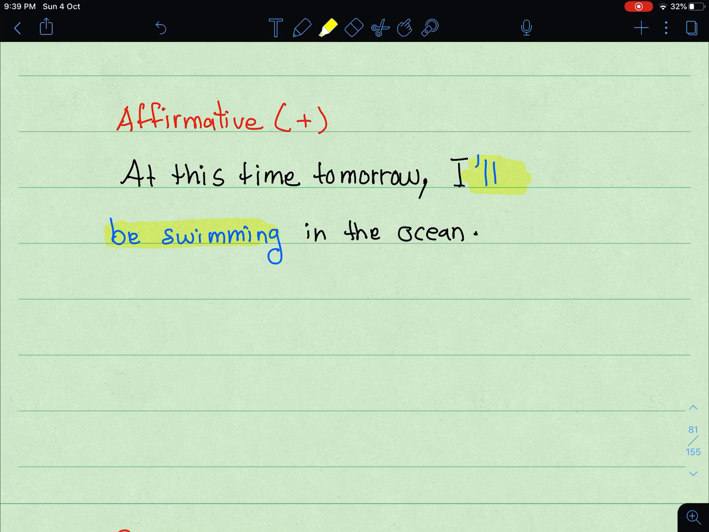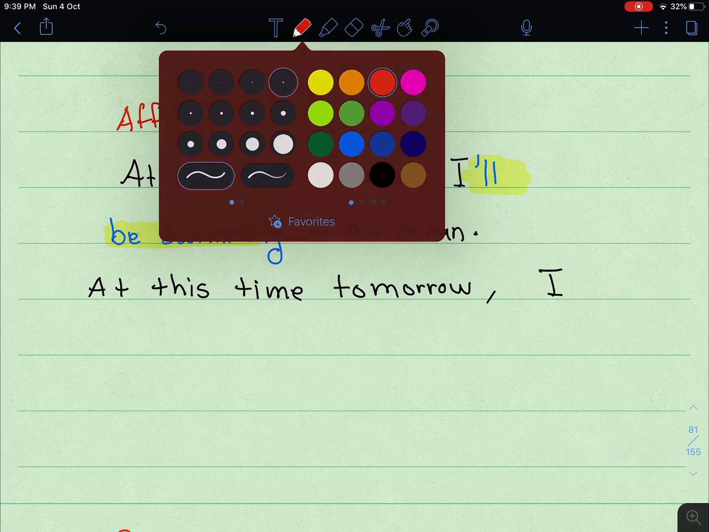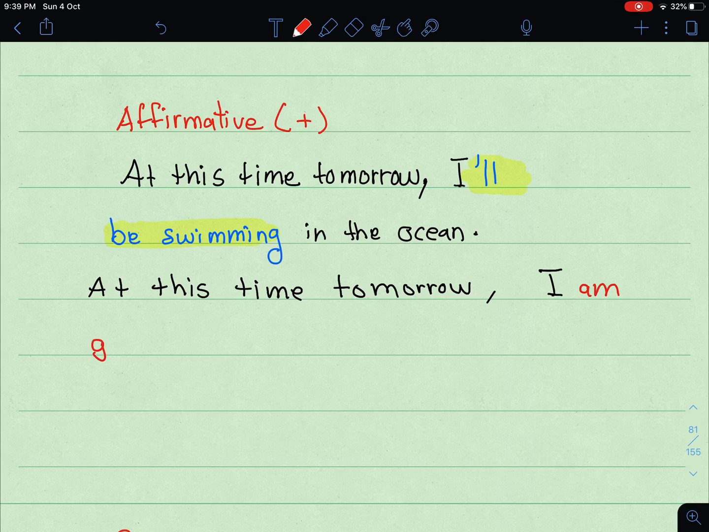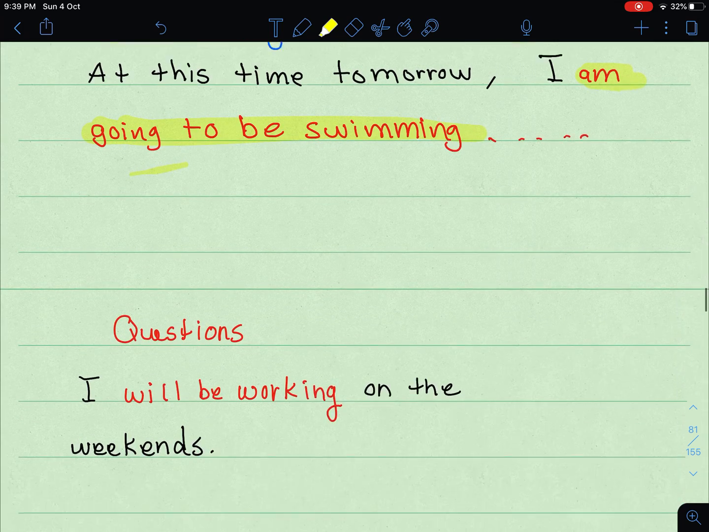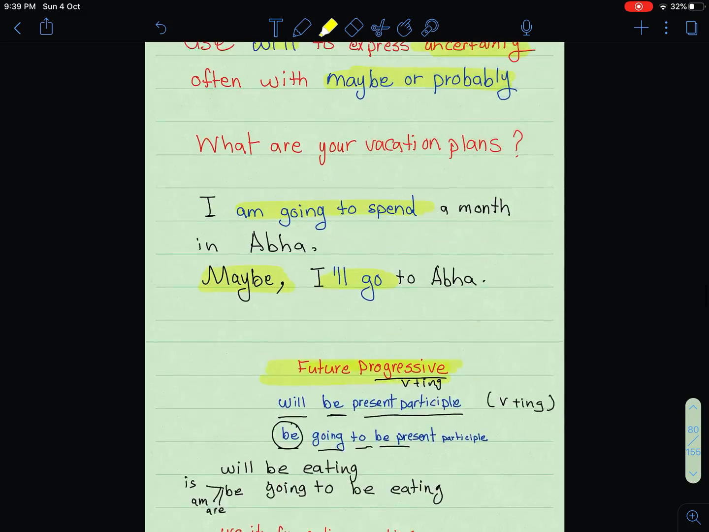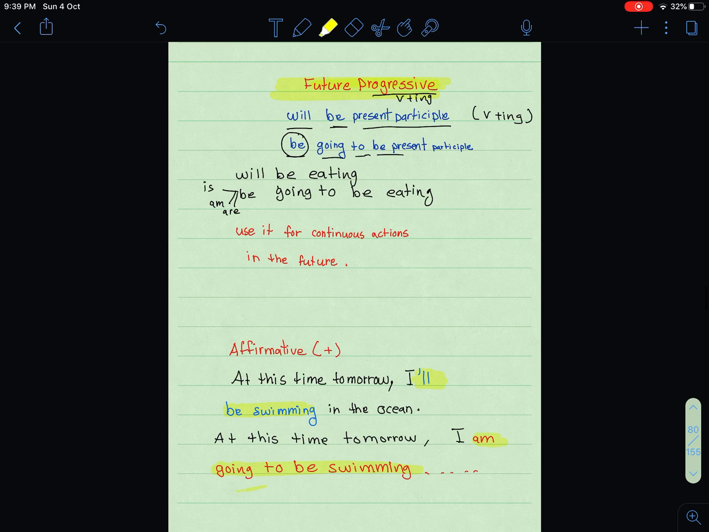Okay, so if I rewrite this sentence using be going to, it will be: at this time tomorrow. Clearly I'm talking about the future. Which to be verb comes with it? Yes, I'm going to be, and then verb plus ing, swimming, in the ocean. Is that clear? So right now both actions are in the future progressive, but the first one is with will and the second one with be going to. Now let's take a look at questions, but let me first show you the whole slide, the whole picture of the paper.